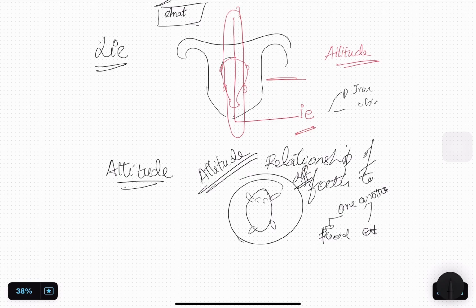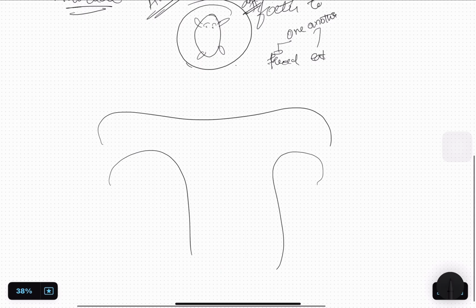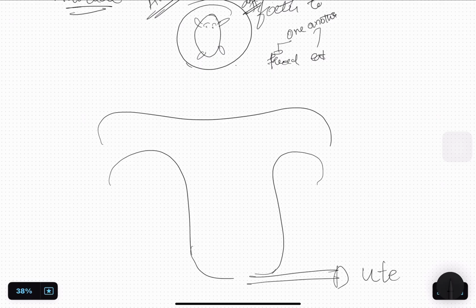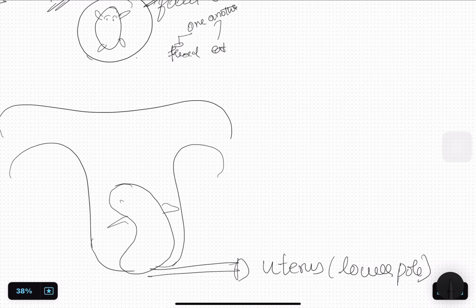Correct. Now, the next important terminology you need to know is presentation. See, I remember it like this. Again, we'll draw a diagram for your ease. This is the lower part of the uterus. Here you have the fetus. I know my handwriting is not bad. Okay, fine.